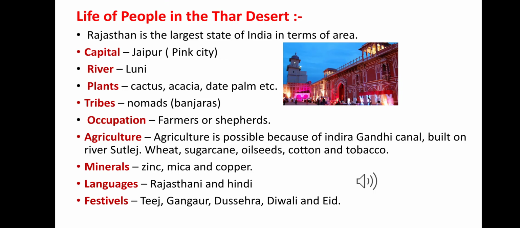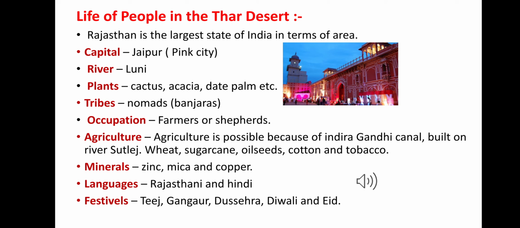Now we will discuss the life of the people in the Thar Desert. Rajasthan is the largest state of India, and its capital is Jaipur. Jaipur is also called the Pink City. You see the picture, it is totally pink in color, right? And here the main river is Luni. Due to the shortage of water, which is the main problem here, an important dam is located here, that is the Indira Gandhi Dam.